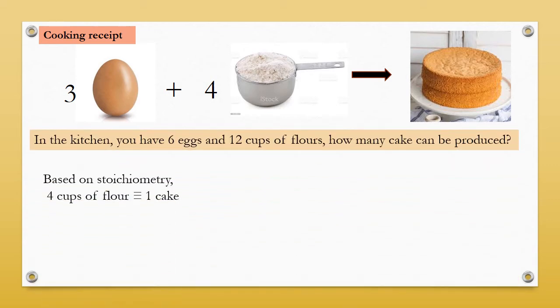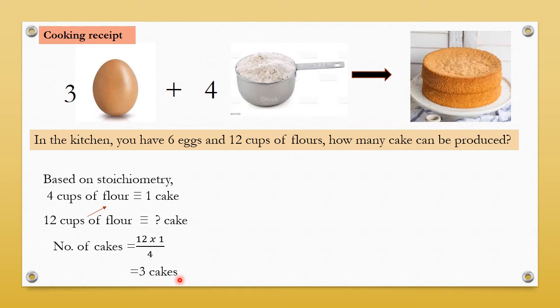Okay, why can we not use the excess reactant to compare with the product? Let's say I use the flour. The stoichiometry relation is 4 cups of flour will produce 1 cake. In my kitchen, I have 12 cups of flour. When I have 12 cups of flour, how many cakes can I produce? In the stoichiometry relation, 12 multiplied by 1 divided by 4. So with 12 cups of flour, I can produce 3 cakes.